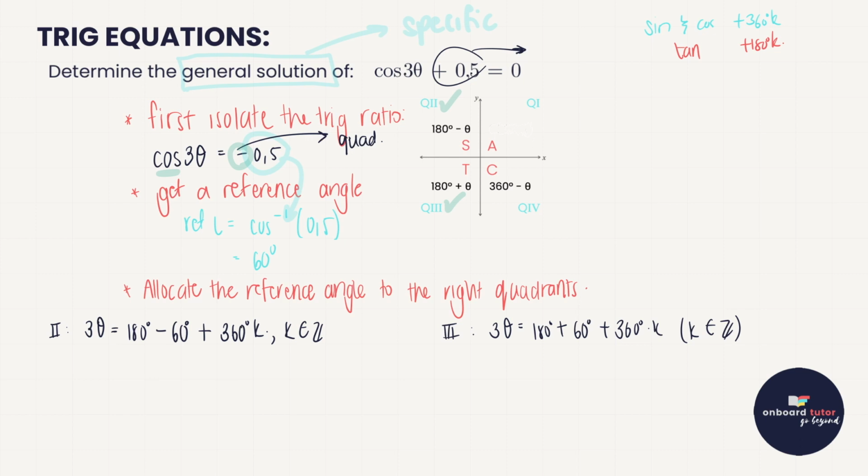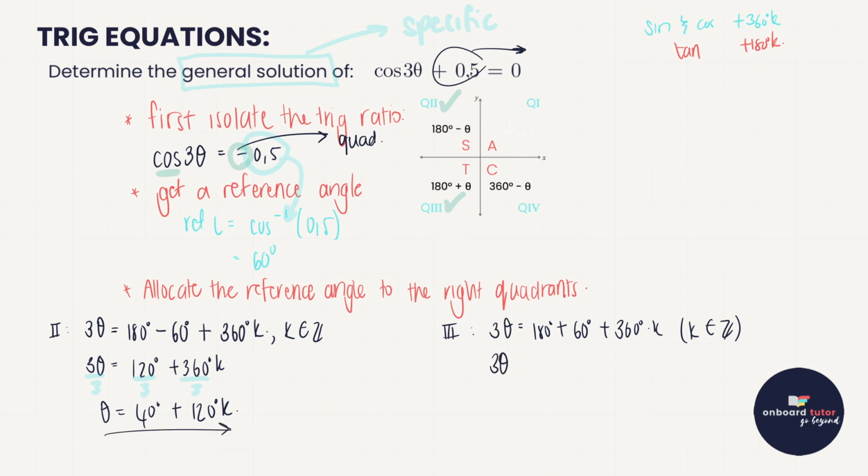Okay, you only need to say it in the first step of applying these quadrants, and then you're good. So now we've got 3 theta is equal to 180 minus 60, that's 120, plus 360 degrees k. And then let's divide everything by 3. And finally, we will have solved this. So theta is equal to 40 degrees plus 120k. That's one part of our general solution.